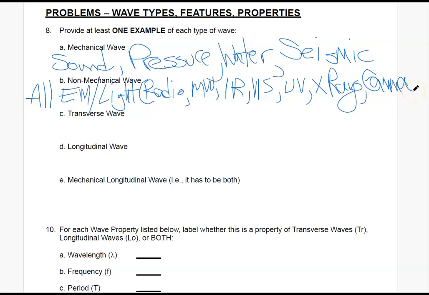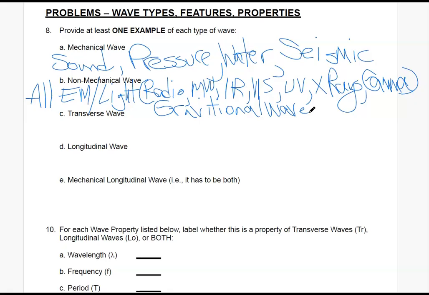But another type of non-mechanical wave that we don't cover in this course are gravitational waves. They are also non-mechanical waves. They do not require matter to go through. I'm just giving you another example of non-mechanical waves that you could write down as an example.